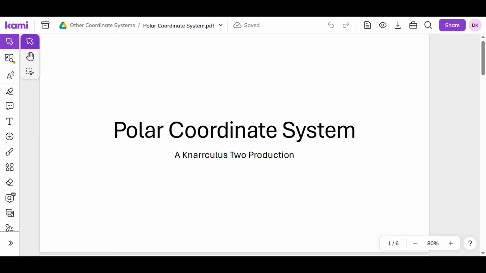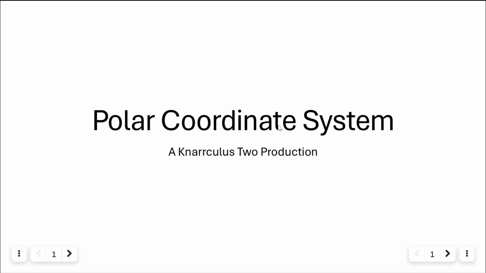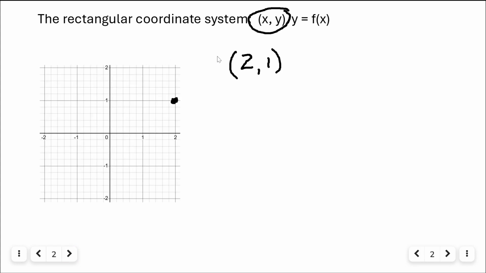Today we're going to learn how to work in the polar coordinate system. For most of your mathematical lives, you worked in the rectangular coordinate system, right? X comma Y. Now we're going to learn to work in the polar coordinate system, which is definitely a little bit different. It looks different. But let's talk about how to graph some points, how to convert back and forth between one system and the other, and we'll get a brief overview of the system today. All right, so let's get started.